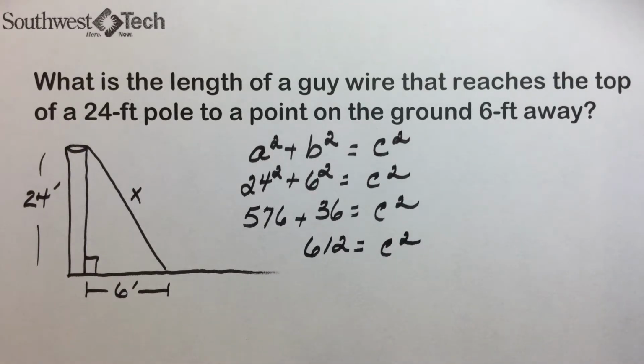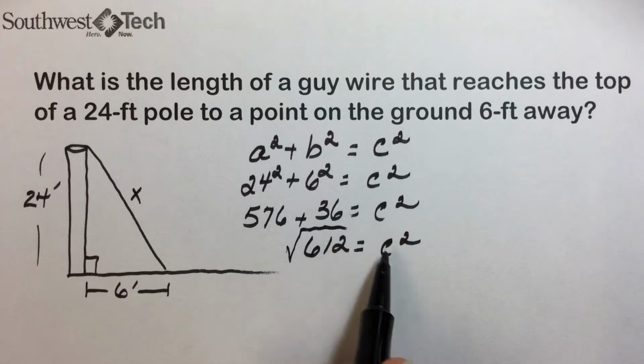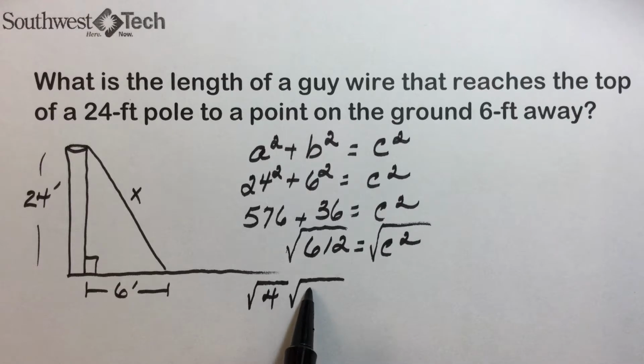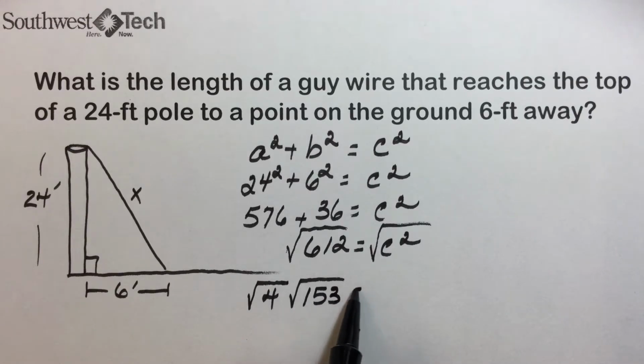To solve for C, we'll take the square root of each side and only look for the positive result since we're dealing with lengths. If we want an exact answer, we need to break 612 down, and if we work with this number, 612 breaks down into the square root of 4 times the square root of 153.